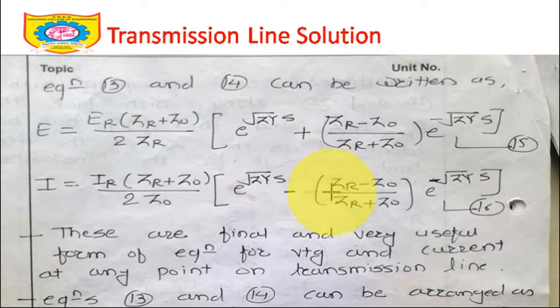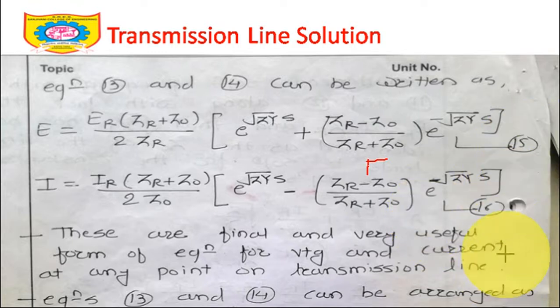E raised to root zy s, and instead of plus, here it is minus, so it is replaced by minus. So ZR minus Z0 upon ZR plus Z0. Once again I am going to call this expression the reflection coefficient, which is denoted by capital gamma, e raised to minus root zy s.